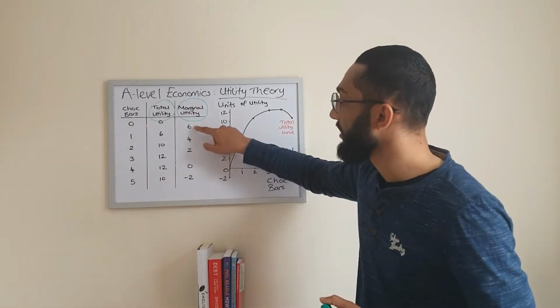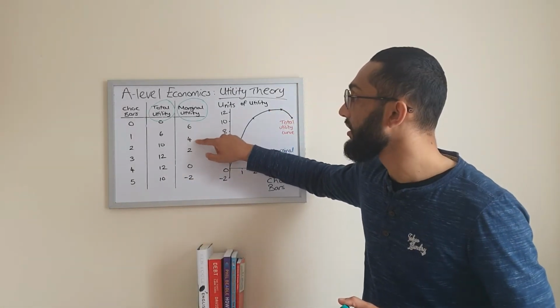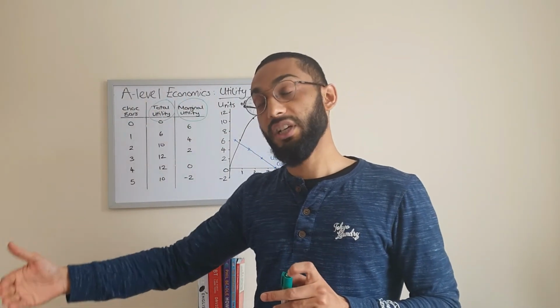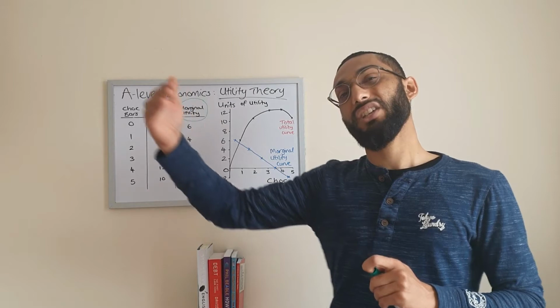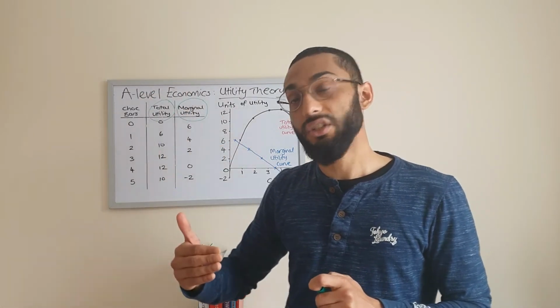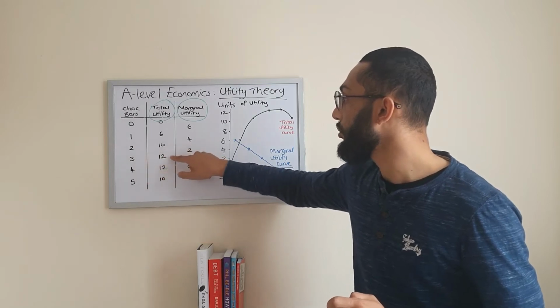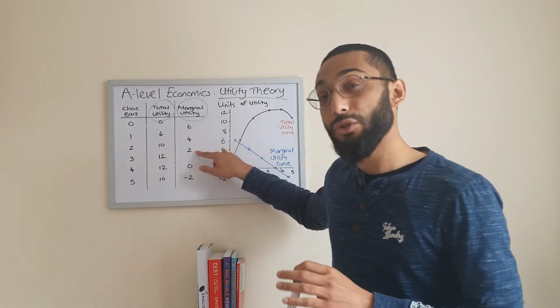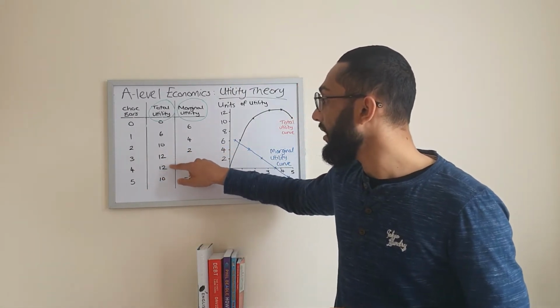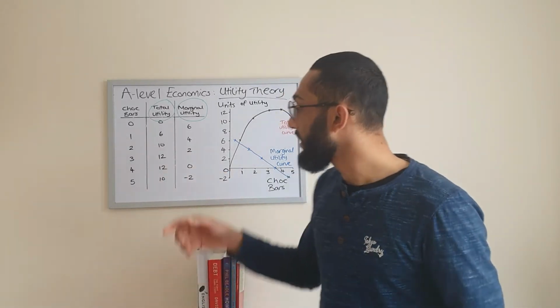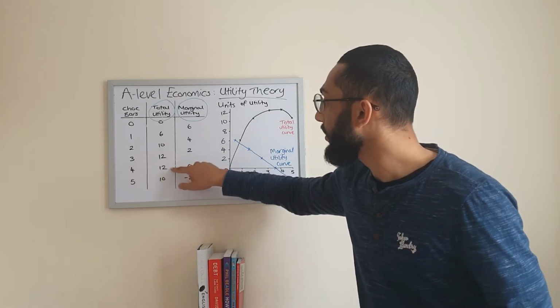But notice this, the marginal utility has actually decreased from 6 to 4. So with additional consumption, a person's satisfaction marginally is diminishing. And is that true for the next one? Yes, from the second to the third chocolate bar, 10 to 12 total utility, is now down to 2. And then here, the person doesn't get any satisfaction by consuming any more, because from the third to the fourth, 12 to 12 is 0.